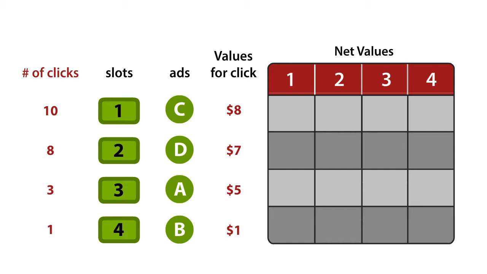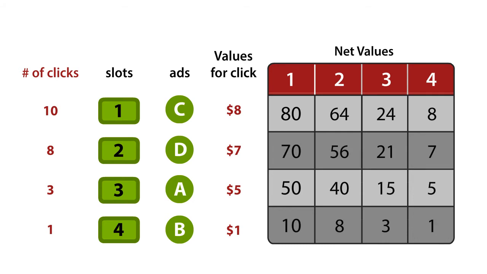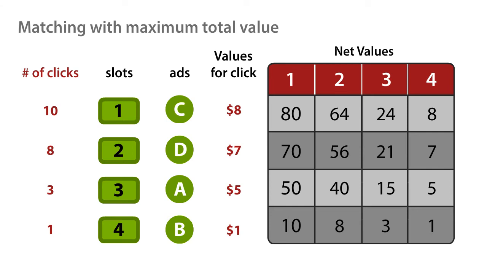And we can similarly fill in all the other positions in the table, taking the value for each click and the number of clicks the advertiser gets on a slot and multiplying them. So the advertiser C on the top slot gets a total value of 80, which came from 10 clicks, $8 for each click. So this is our table of values. Now, once we have the table of values, we might want to think about what's the best way, the highest total value way of assigning advertisers to slots, and we can figure it out from this table by putting advertiser C on top on slot 1, advertiser D on slot 2, and so on down the line.